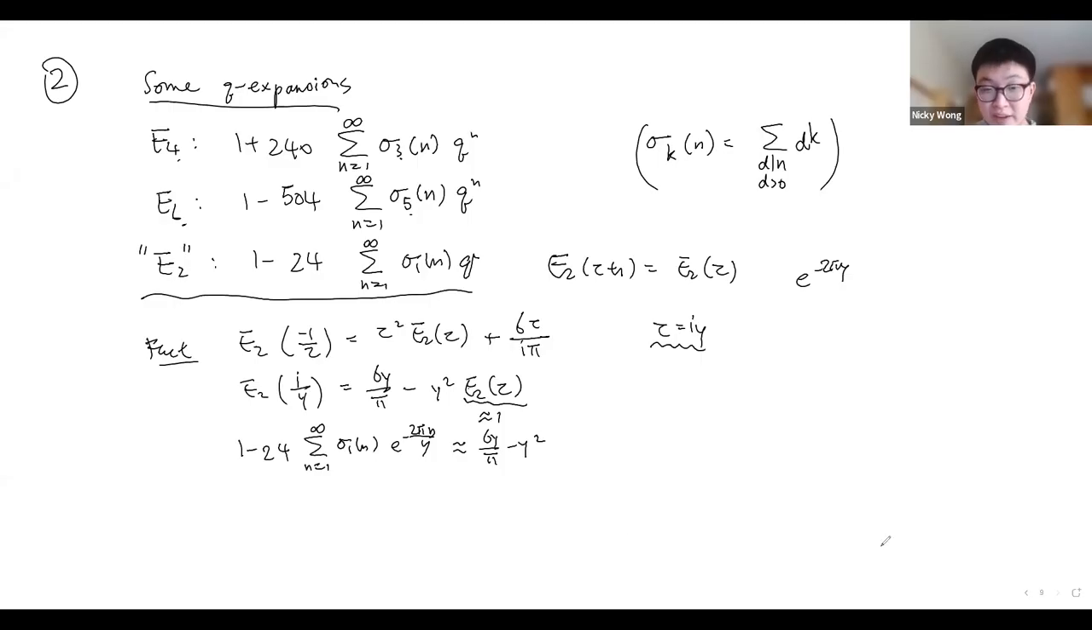Right, so we are done with the facts. Now we are actually able to show the last things. So let's see. We're going to consider this expression here. Again, we are considering this. We're trying to show that this is a modular form.